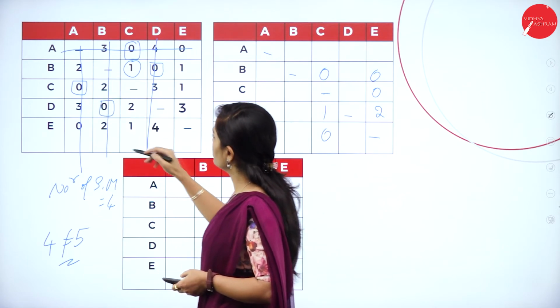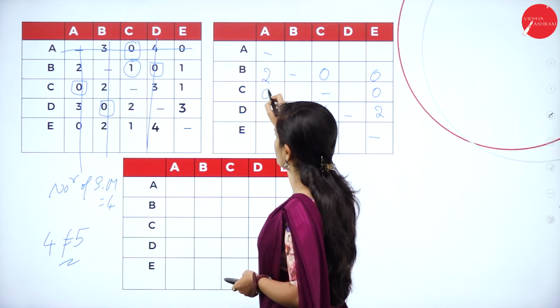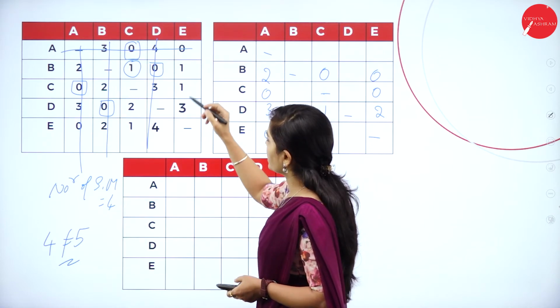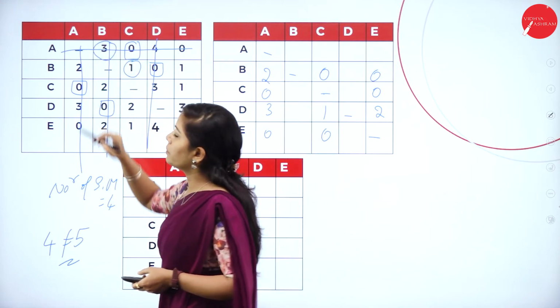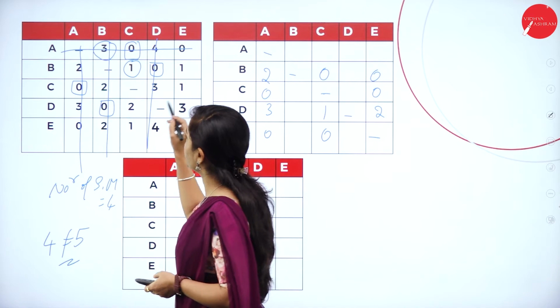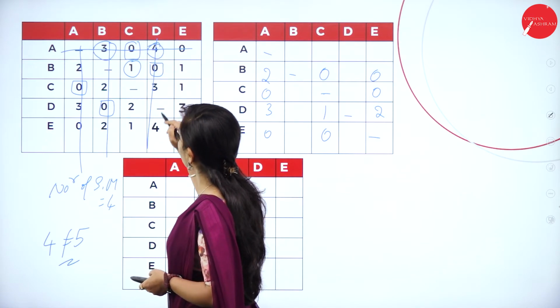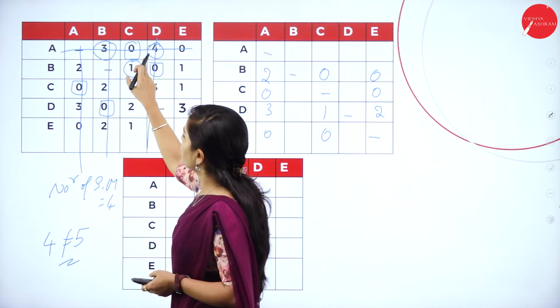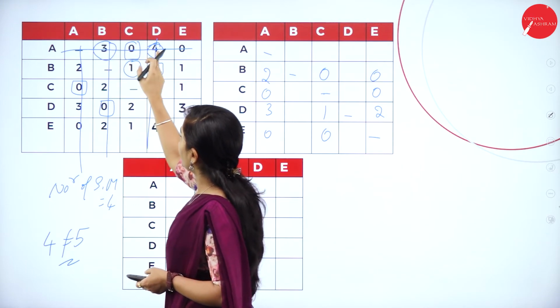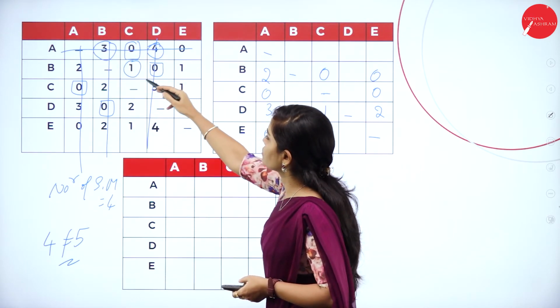So 2, 0, 3, 0, 2, 0, 3, 0. Next, look at the value that is common to both the horizontal and vertical line. This is common for both the horizontal and vertical line. So 3 and 4. You just add that least value to that value.